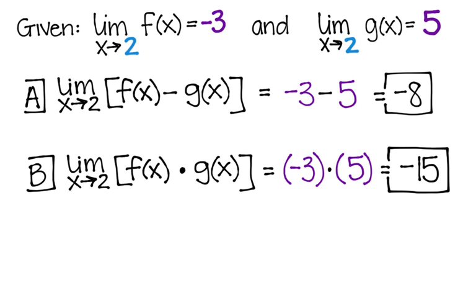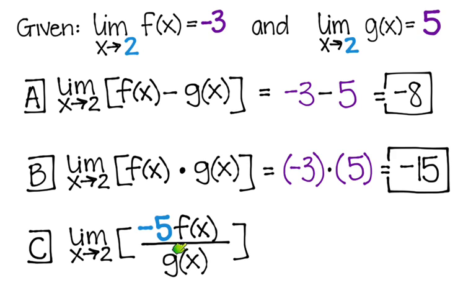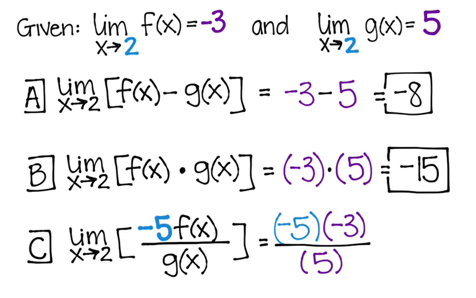And in our last one, we've got a couple things going on. We have a quotient, a division going on, and we have multiplying by a constant. So the first thing I'm going to do is pull that constant out in front, and then I'm just going to do the limit as x approaches 2 of f of x divided by the limit as x approaches 2 of g of x, which would end up looking like this. And our answer is +3. So those are your rules of limits with a few examples.